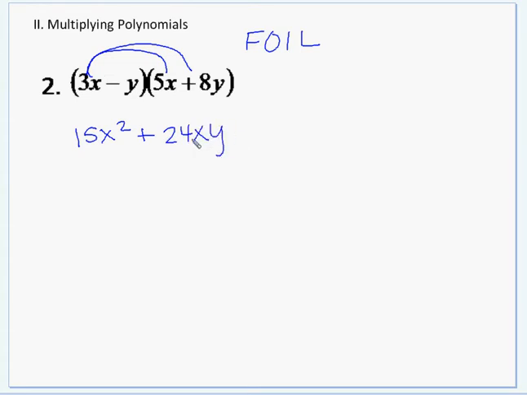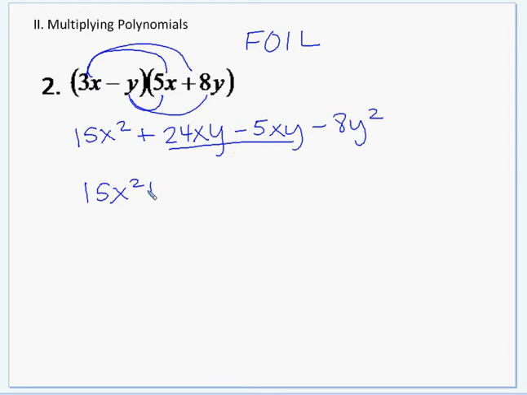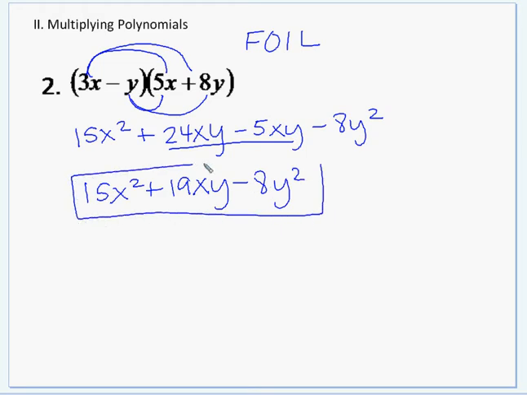Now, a general rule, since we have these two variables in this problem, go ahead and do it in alphabetical order so it's a lot easier to combine like terms. Now in here, we have a minus 5xy, and then our last term is going to be a minus 8y squared. Come across here, can we combine like terms? We can combine these right here. So drop down your 15x squared, and then you have positive 19xy minus 8y squared. And then this is your final answer.